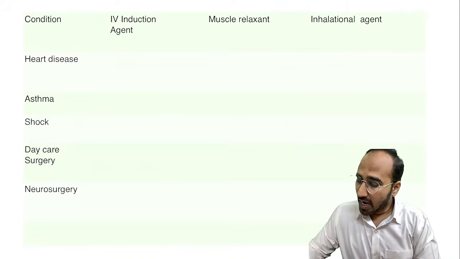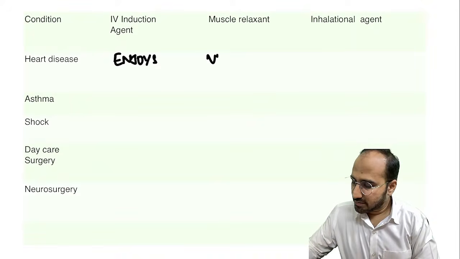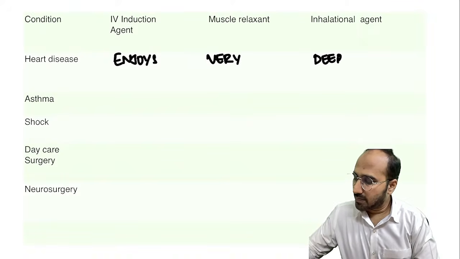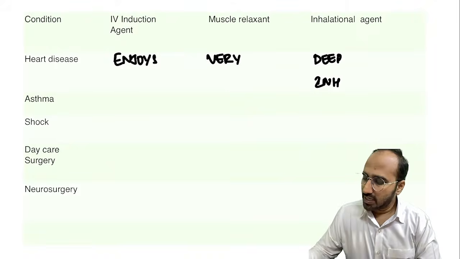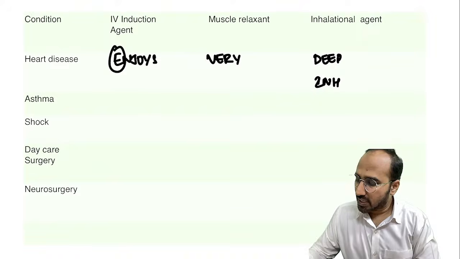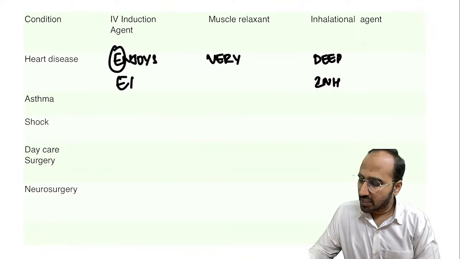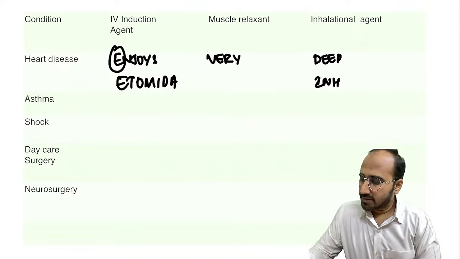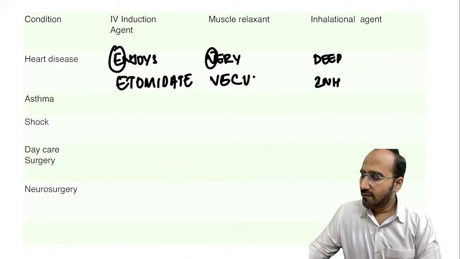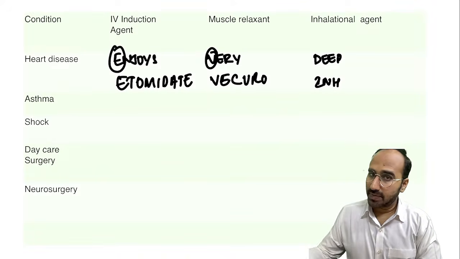For remembering the agents given in heart disease, you have to remember the mnemonic: Heart enjoys very deep inhalation. What does it mean? Heart enjoys. E stands for what? What is the IV induction agent that starts with E? Etomidate. Okay. Muscle relaxant, V. What is the muscle relaxant of choice for heart disease patient? Vecuronium. It is a cardiostable muscle relaxant.